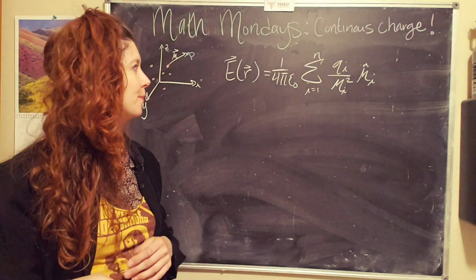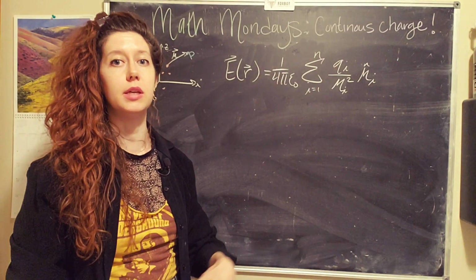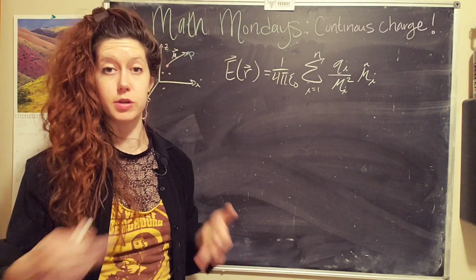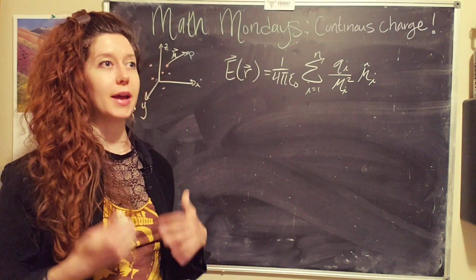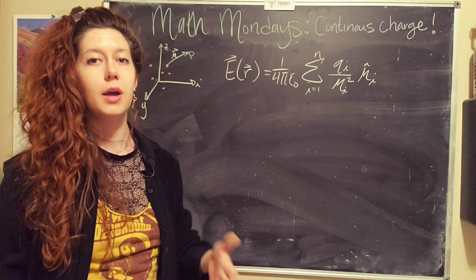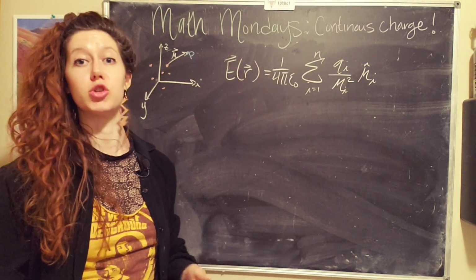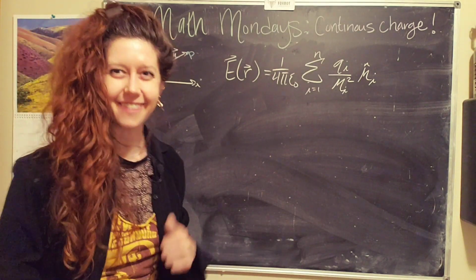Yay. Calculus. Okay. So we'll start by looking at the general formulas for continuous charge distribution for different types of shapes in 1, 2, and 3 dimensions. And then we'll do an example problem which should help you apply these general situations to more specific situations. Okay, here we go.